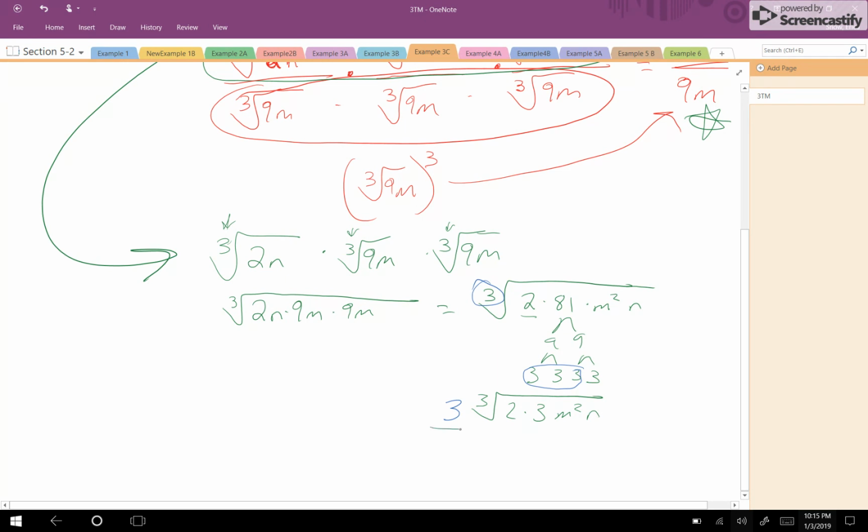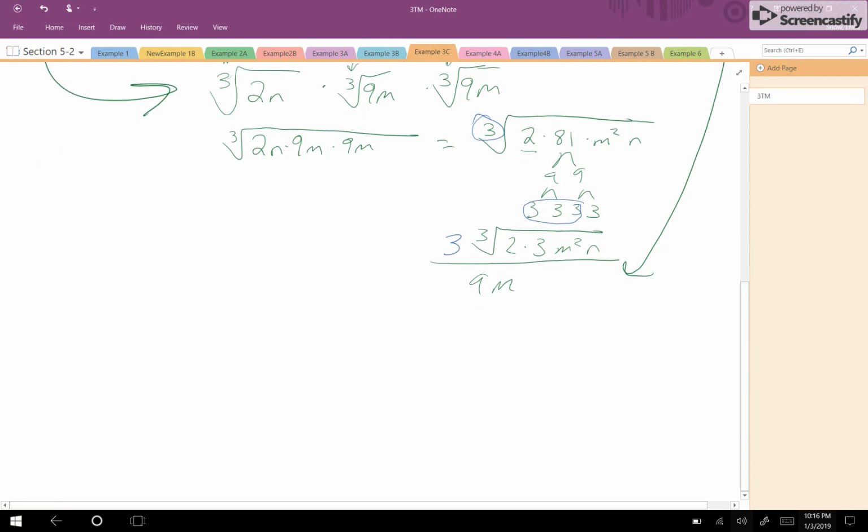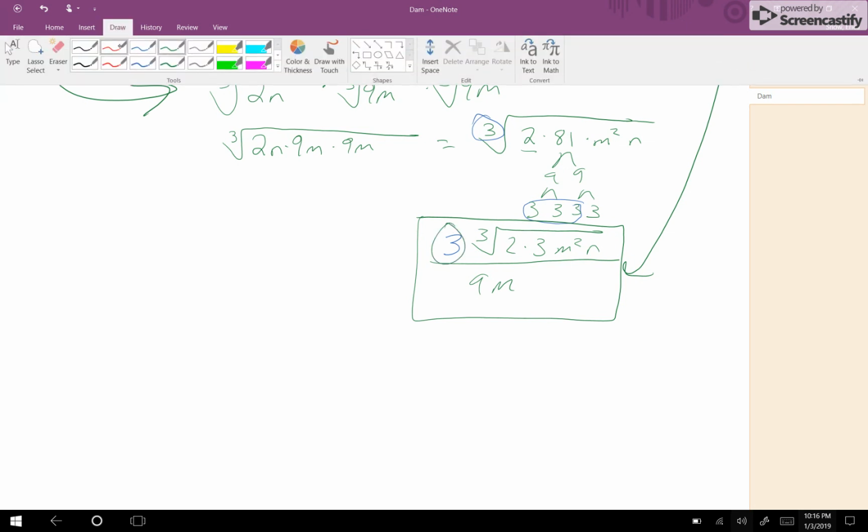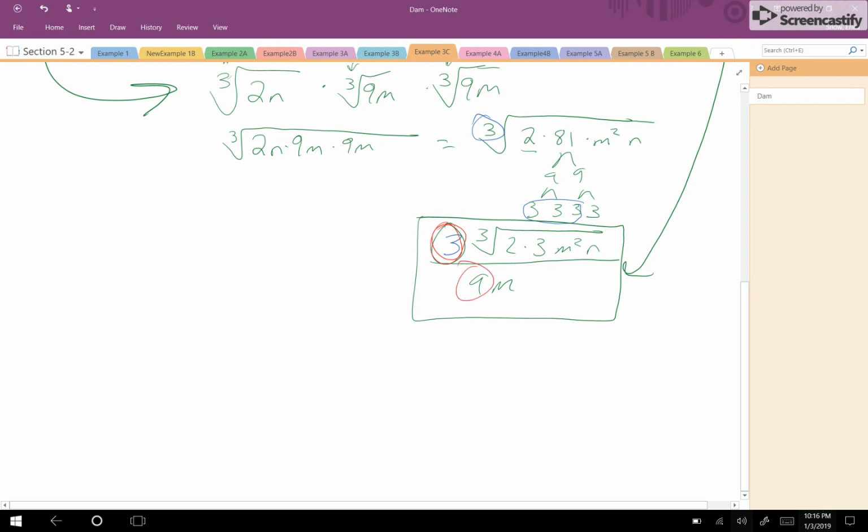And then at this point, I'm going to remember to bring that 9m back down into my denominator. So now I'm at this point, and I can see that in my numerator and my denominator, I have whole numbers. I have that 3 and that 9. And guess what? Those reduce. So this becomes a 1, and that becomes a 3. So we've got the cube root, and I'm going to combine my 2 and my 3 to make 6, m squared n over 3m.